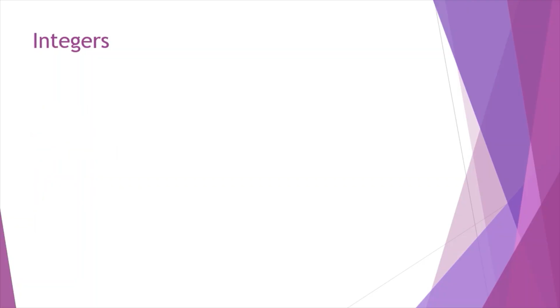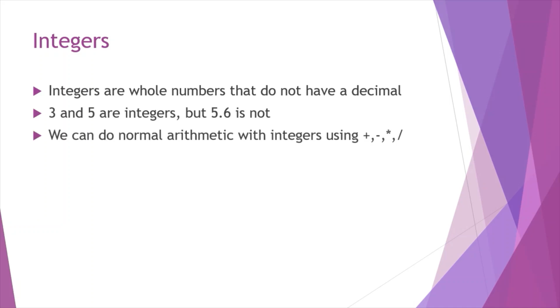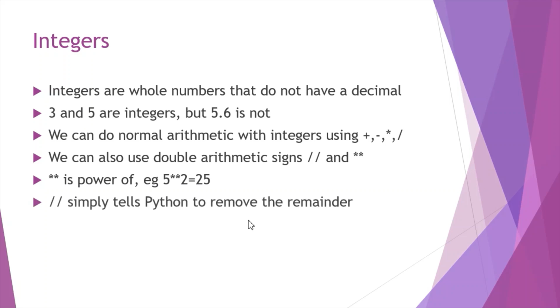So now for a little bit about integers. Integers are whole numbers that do not have a decimal. So 3 and 5 are integers, but 5.6 is not because it has a decimal and it's a partial number basically. We can do normal arithmetic using plus, minus, multiplication, division. We can do all that. And we can also use double arithmetic signs for division and multiplication. So a double multiplication is actually to the power of. For example, 5 double multiplication 2 would be 25 because it's basically 5 to the power of 2, which is 25. And double division basically tells Python to remove the remainder.